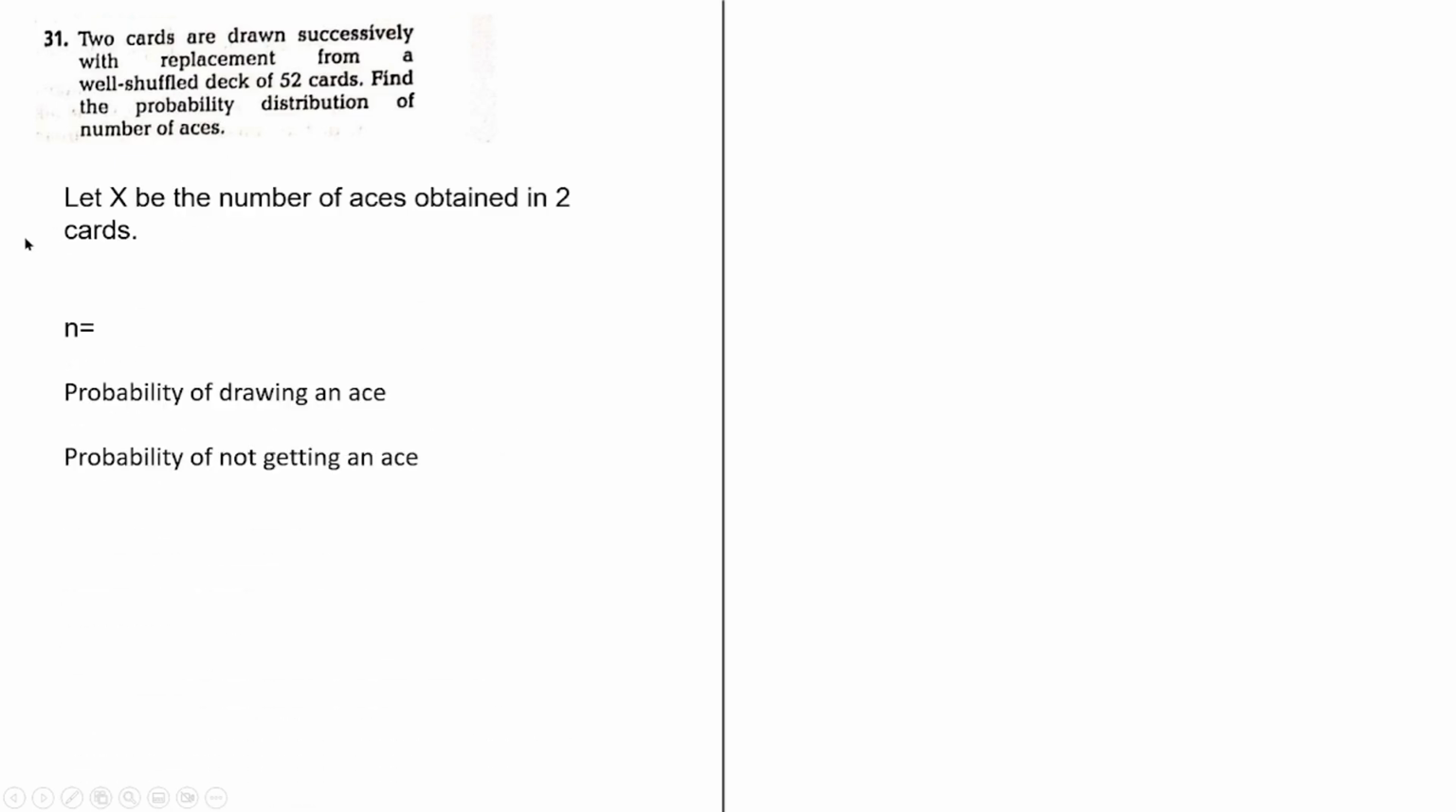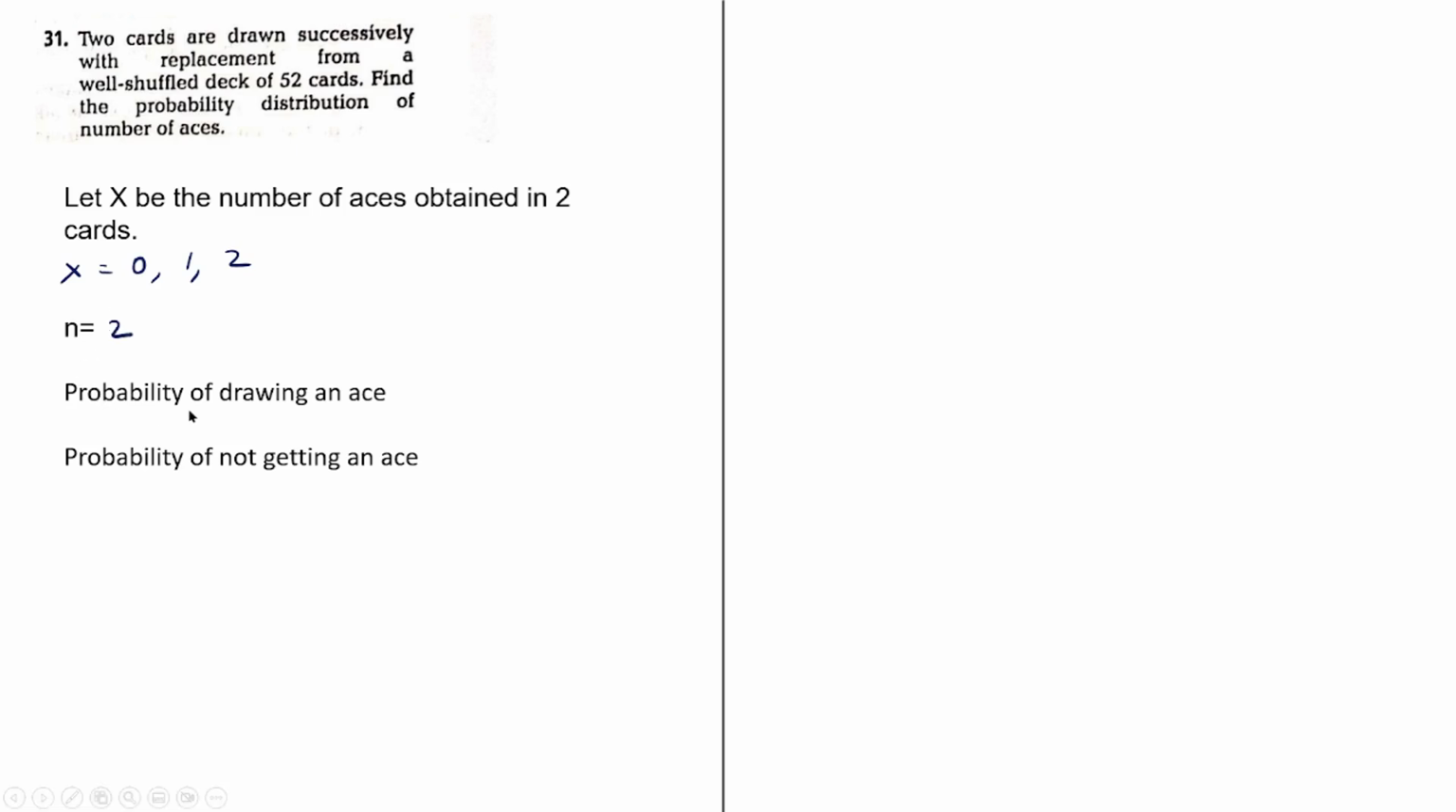So let X be the number of aces obtained in these 2 cards. The various values which X can take are either there will be no ace at all, or there will be 1 ace, or the 2 cards will be aces. And here n is equal to 2.